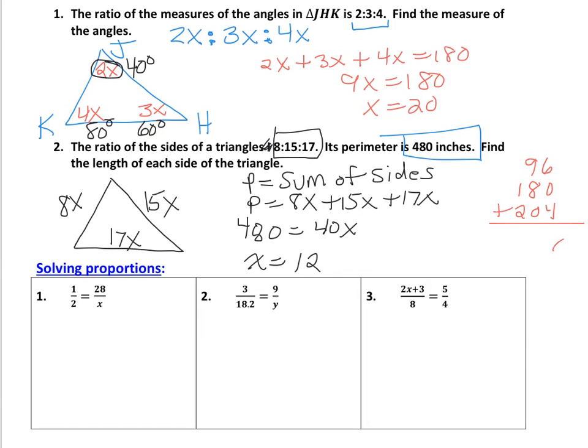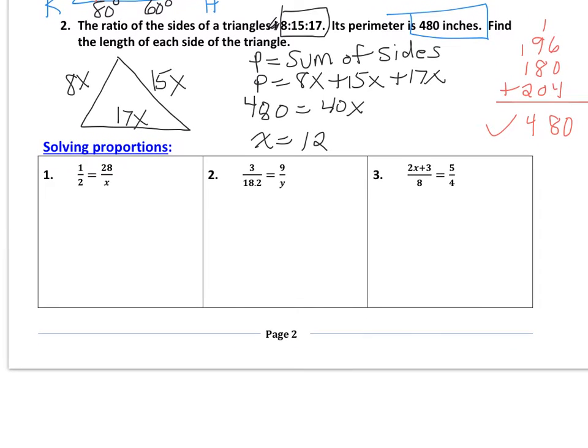So sum these all up, and I get 480, so everything checks out. This is a 0, by the way. It's a messy 0. Let me fix that. So 480 inches, everything's perfect. Okay, great. Little practice solving proportions.